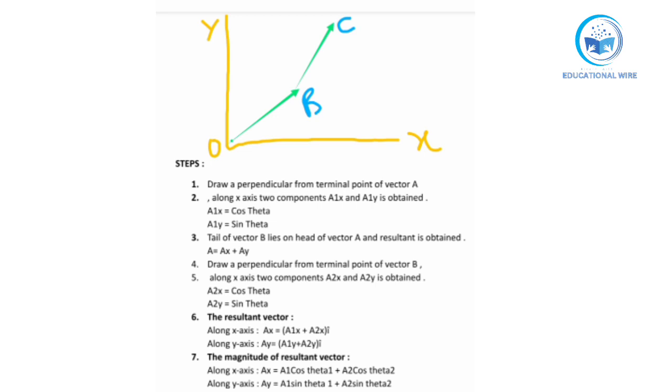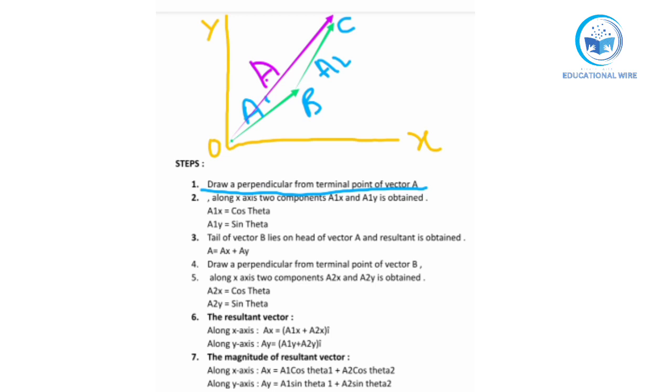Likewise, it says to draw a perpendicular from the terminal point of vector A. Okay, so we are having vector A1 and this is vector A2. Now by this method we get the resultant. I am making the resultant now. Now this position is matched to each other and we got the resultant, that we are having A.